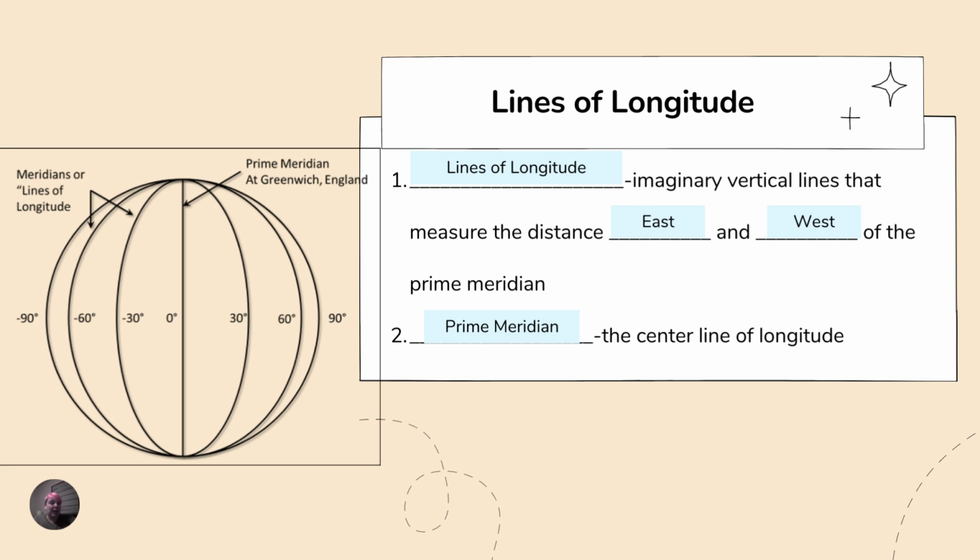And then the flip side of the line of latitude is the lines of longitude. So lines of longitude are long, they stretch long across the earth. They are imaginary vertical lines that measure the distance east and west of the prime meridian. We don't talk about the prime meridian as much, but it is important to know that that is the center line of longitude. So if you hear prime meridian, think longitude. Equator, latitude.